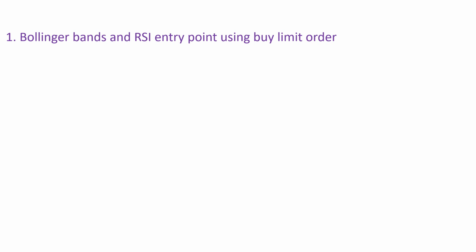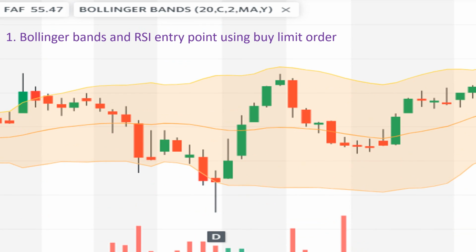The first golden trading strategy I'm going to talk about is Bollinger Band and RSI entry point using buy limit order. This is the price trend of FAF stock, D1 time frame, from Yahoo Finance. In this graph, you see the trend is going strongly downward all the way toward the lower band. This is the lower band, and the price closes outside the lower band with a bearish candle.